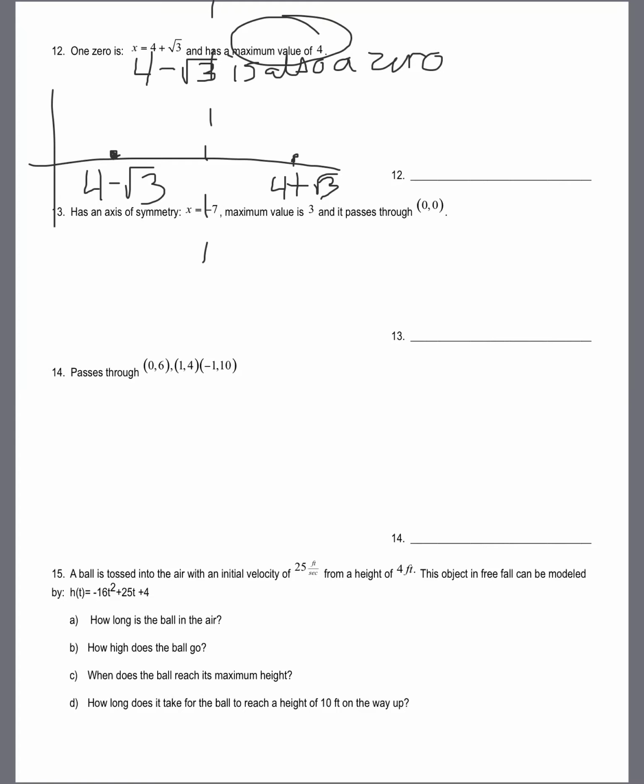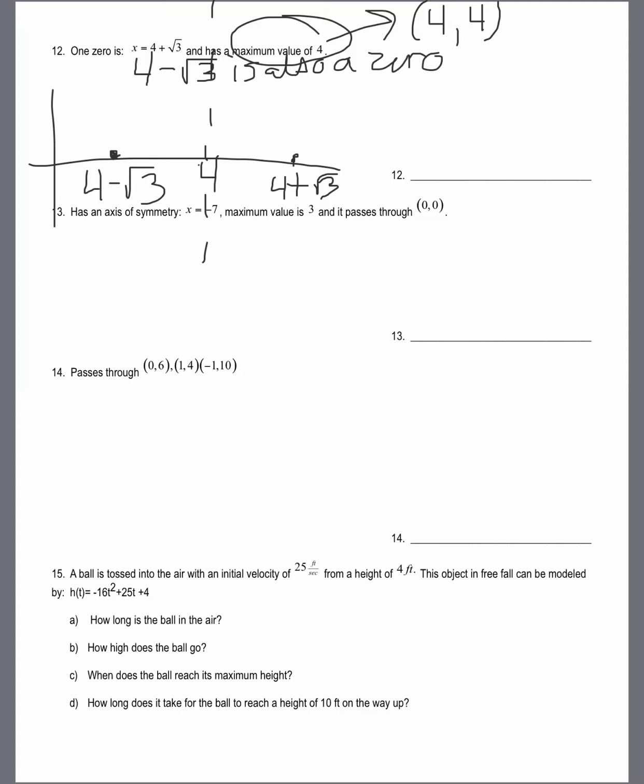Okay, so to find what that x-coordinate is, I can add those two values together and divide by 2. If I add 4 minus root 3 and 4 plus root 3 together, that would just be 8, right? Because the root 3s are going to cancel. Then I divide it by 2. That means that this point right here is at 4. And that's how I knew that this point was at 4, 4. Does that make sense?